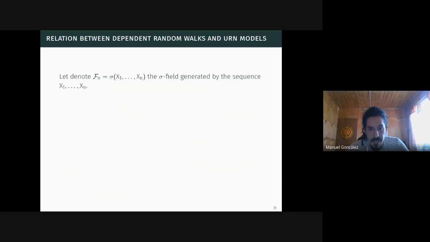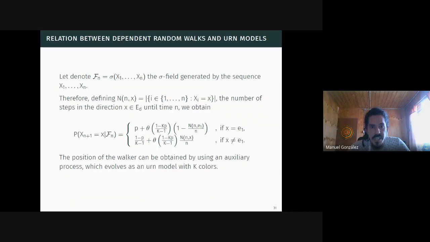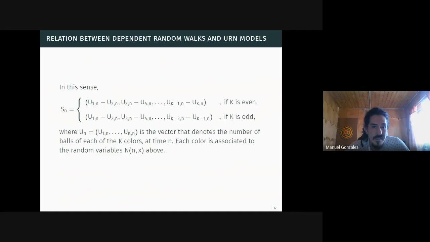with the urn model. In this case, the idea is to characterize the conditional probabilities for each step. Then this is the conditional probability, by defining this quantity, where remember that this capital N is the number of steps in some direction, okay? And with this conditional probability, it's clear that there is a relation with an urn model with K colors in this situation, okay? And the relation is the following, because the position of the walk is recovered by using, at each coordinate, the difference between two colors in your urn. I mean, just remember the original model in one dimension, you obtain the position by the number of plus one steps minus the number of minus one steps.